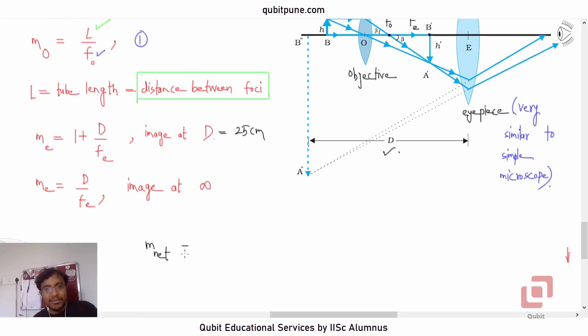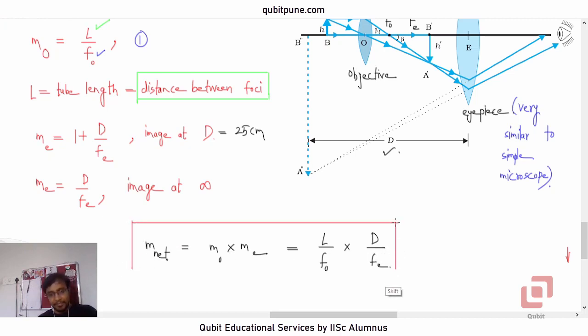And what is the net magnification in this case? You recall that these are lenses in series, so it will be MO into ME. What is MO? L upon FO. What is ME? It is either 1 plus d upon Fe or simply d upon Fe. Is that clear? So this is the net magnification.